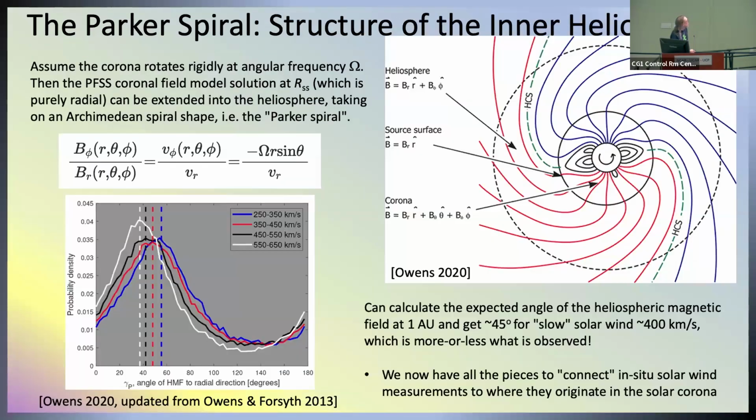Okay, Parker spiral. That's that. So we know it has the structure because the sun rotates and all those radial field lines that open up into the heliosphere get this shape.